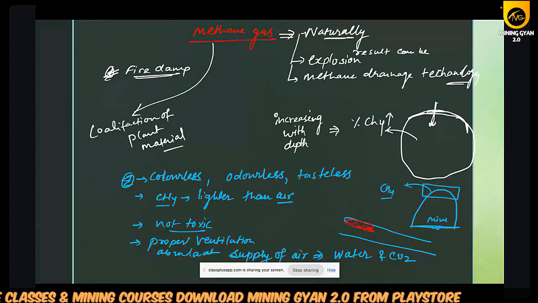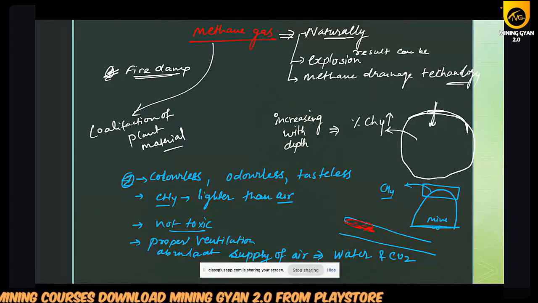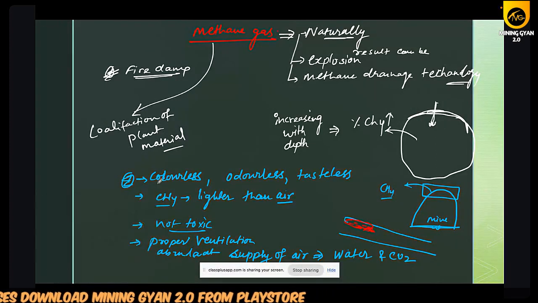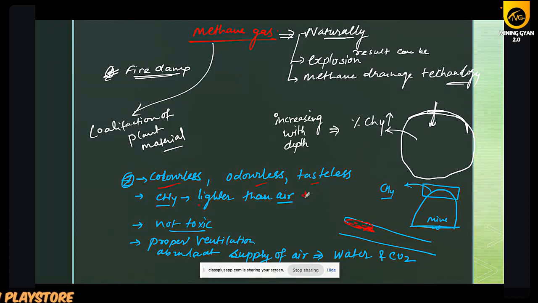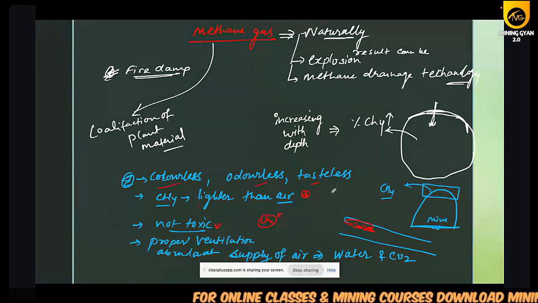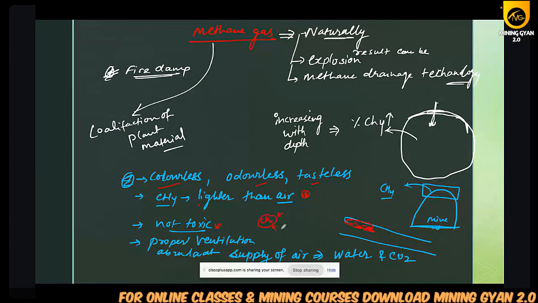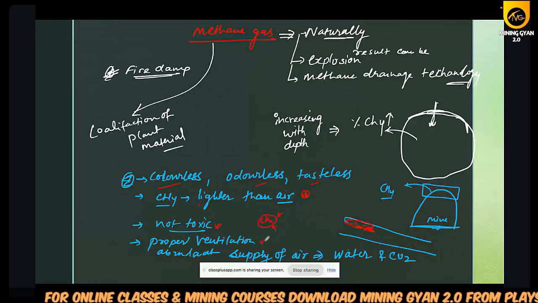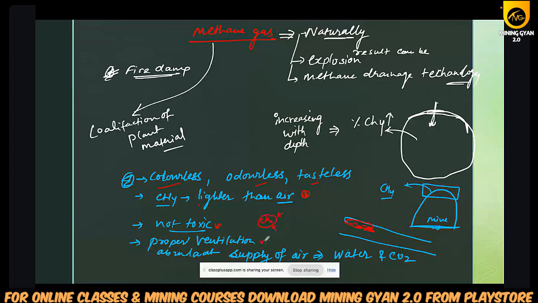Now let's revise the properties of methane. Methane is colorless, odorless, tasteless, as we have seen, and methane is lighter than air. Okay, and it is not toxic. That means if you are in a CH4 environment, you will not die because of toxicity if a small amount of methane is present in the mines. And if you want to eliminate methane, then proper ventilation can be an effective method.